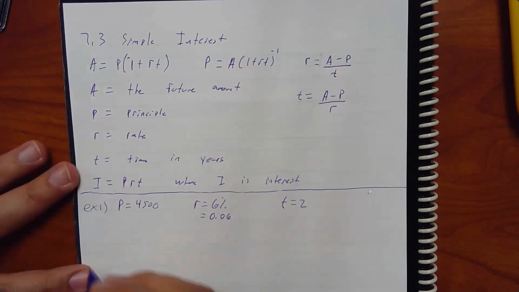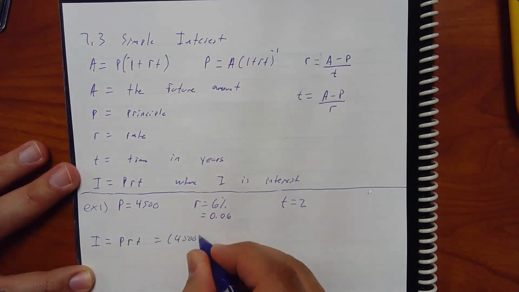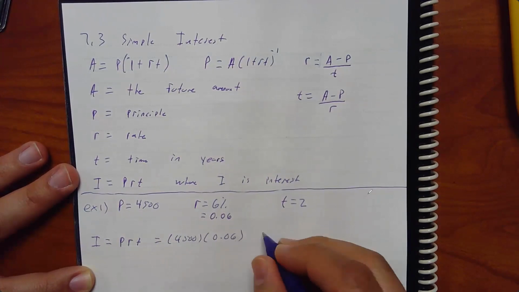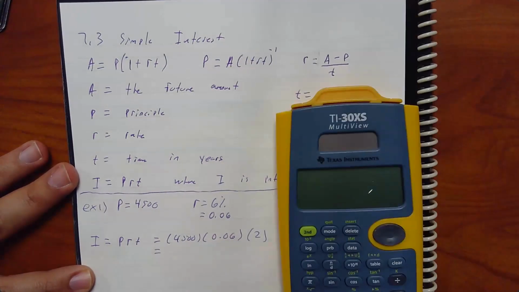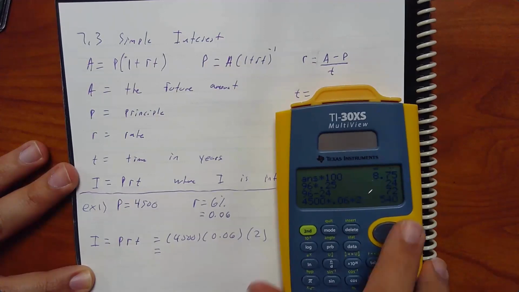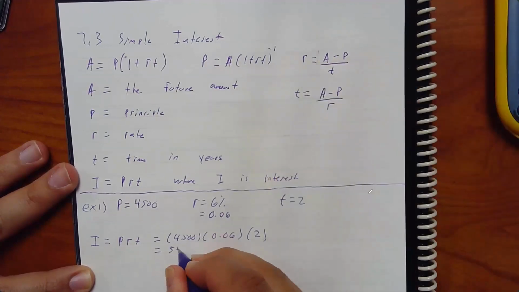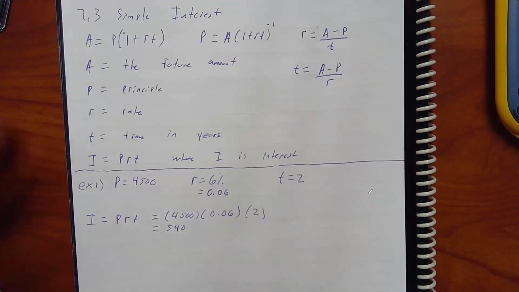So they want to know the interest. So first thing is find interest. P times R times time. So that will be 4,500 times 0.06 times 2. That would be 540. So that's how much he paid in interest.